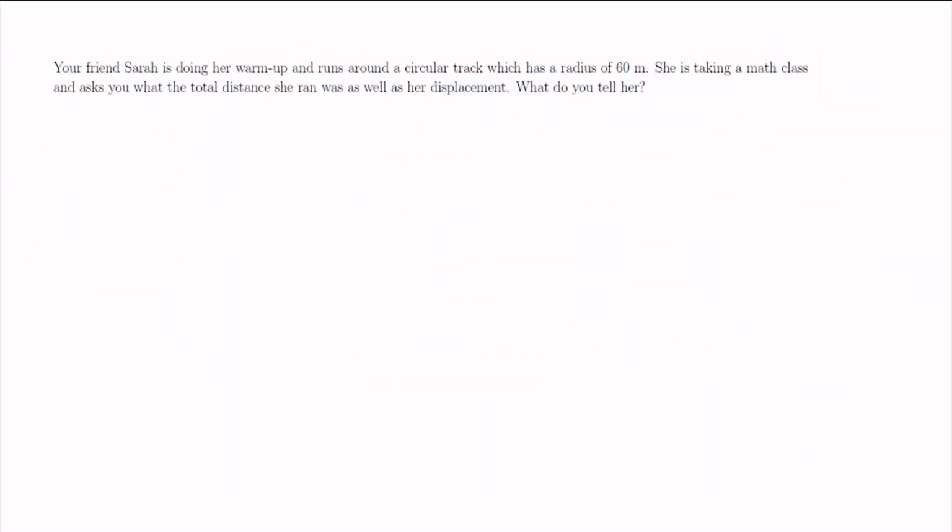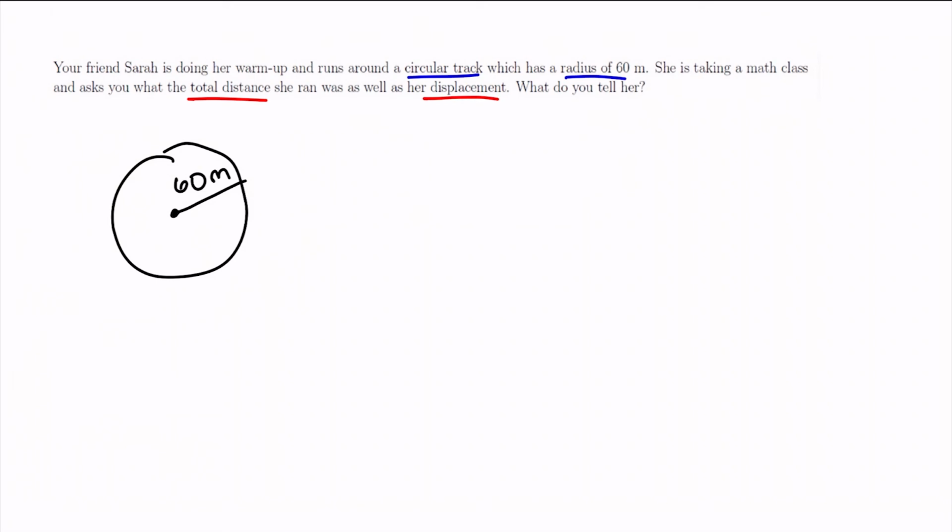Your friend Sarah is doing her warm-up and runs around a circular track, which has a radius of 60 meters. I want to draw this right now since we've extracted this from the problem. We have a circle, and the radius is the distance from the center to the edge of the circle, and that distance is 60 meters. She's taken a math class and asks you what the total distance she ran was, as well as her displacement. What do you tell her?